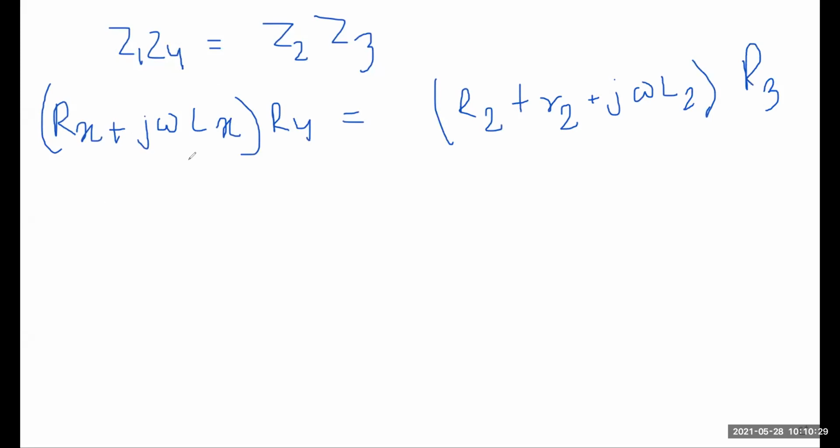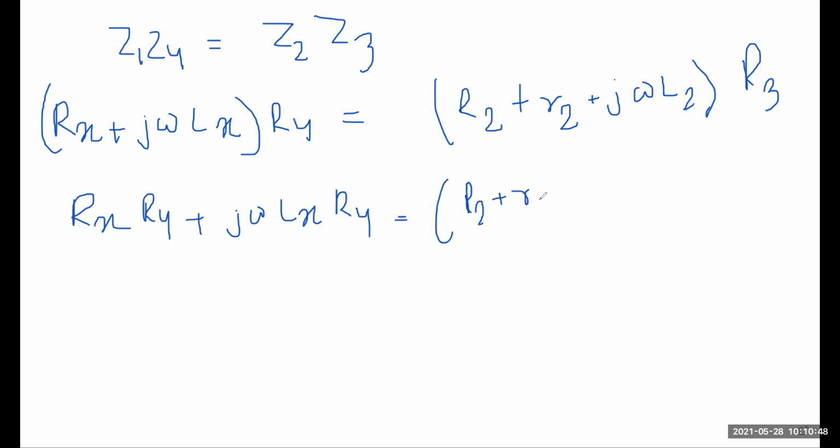So if I open the equation, if I try to solve it, then what will come? Rx R4 plus j omega Lx R4 will be equal to, I will take the resistances together, R2 plus internal resistance r2 together, and then I will write R3 plus j omega L2 R3. Okay, so this is my thing. This is my required equation.